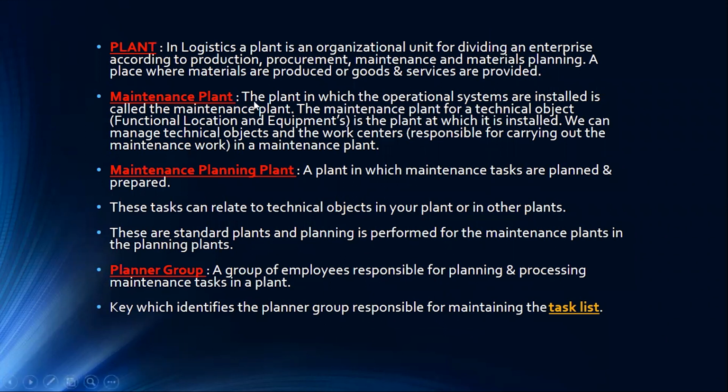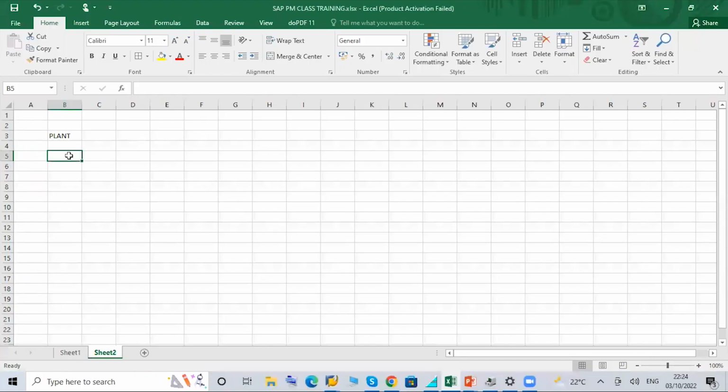What is your maintenance plant then? A plant in which operational systems are installed is called the maintenance plant. Can you tell certain operational systems installed in your plant? New piping, new pumps. Pumps, new pipes. Pipes.